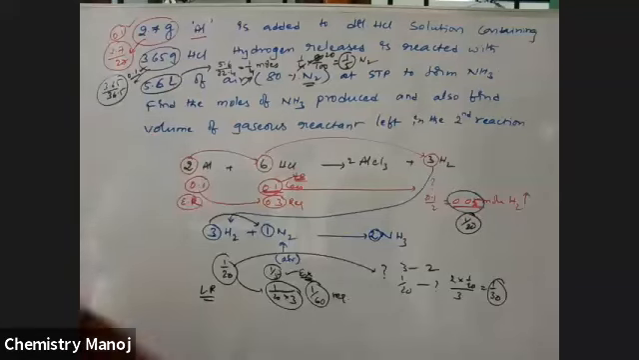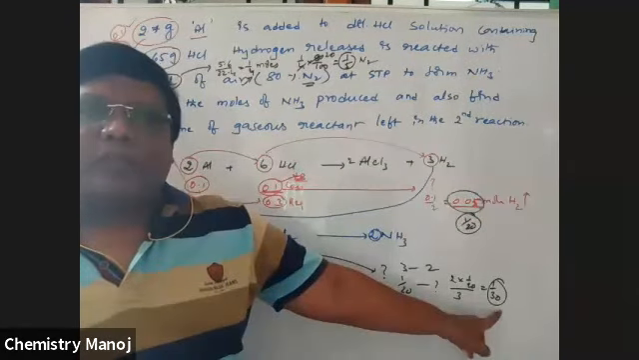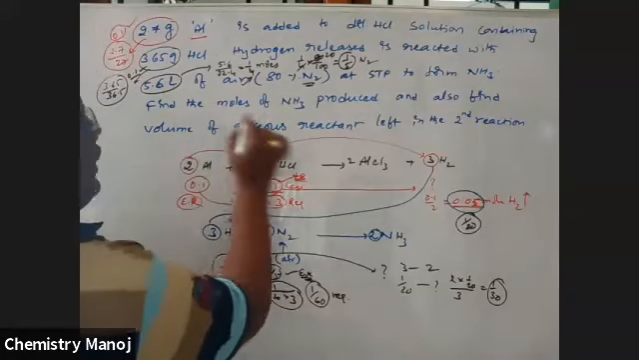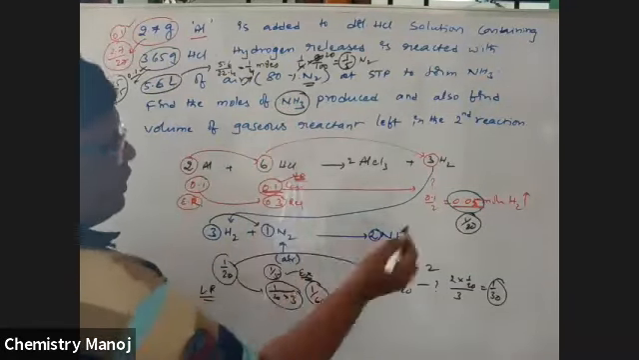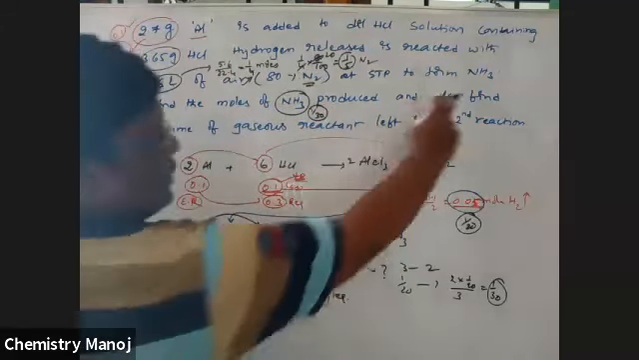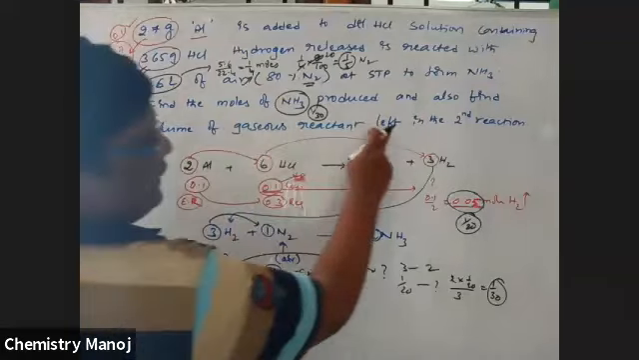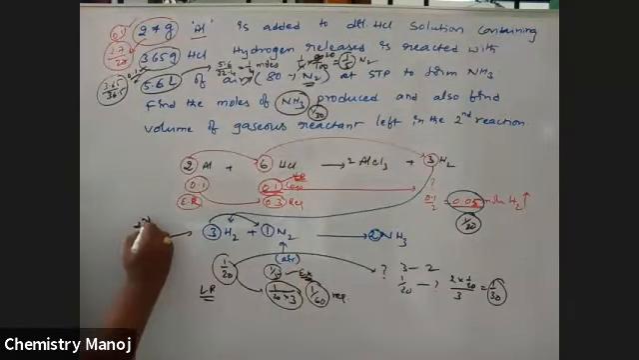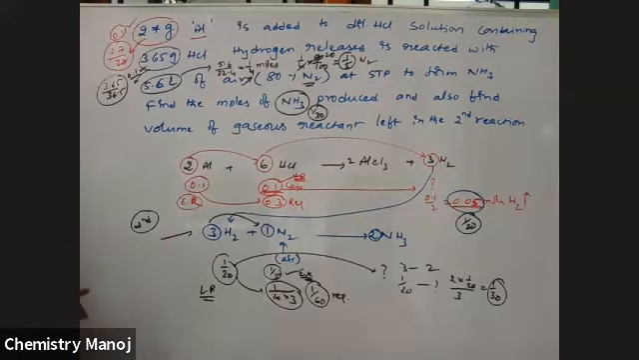Ammonia produced is 1 by 30 moles. In our question, we have to find the number of moles of ammonia produced, so our answer is 1 by 30. And also find the volume of gaseous reactant left in the second reaction. So this is our second reaction, which is left here.